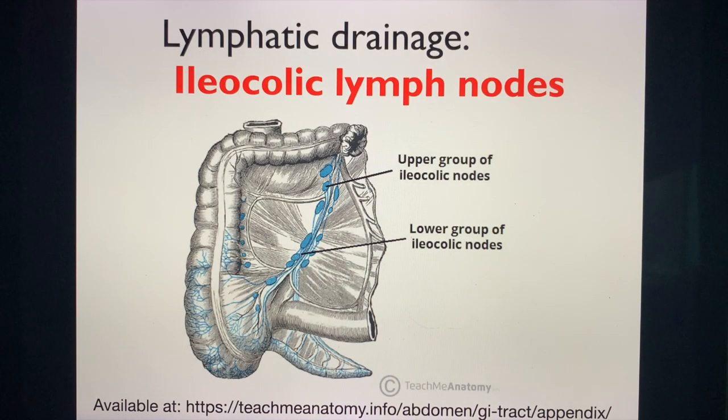Now for the lymphatic drainage, we have the ileocolic lymph nodes. So we have the upper group here, the ileocolic nodes, then the lower group of the ileocolic nodes. So the lymphatic drainage of the appendix is the ileocolic lymph nodes.